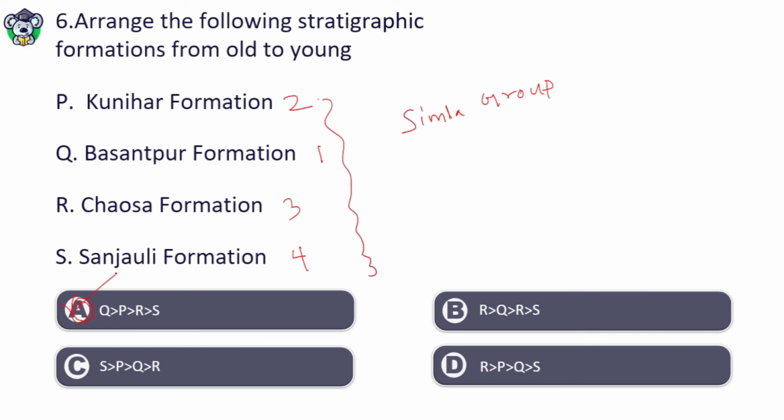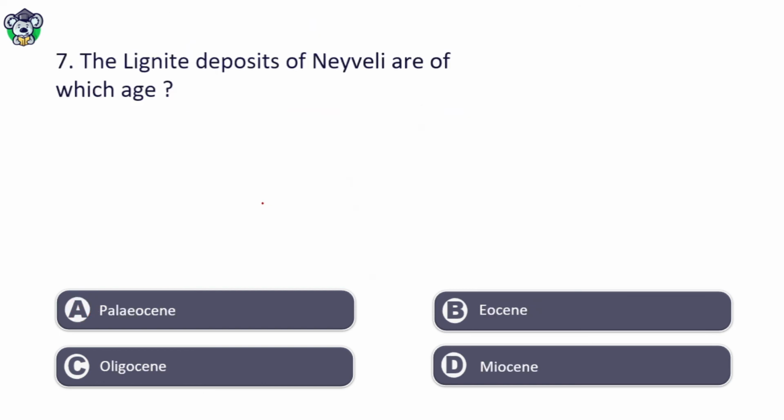The lignite deposits of Nai Valley are of which age? Paleocene, Eocene, Oligocene, Miocene. The right answer is option D, that is Miocene.